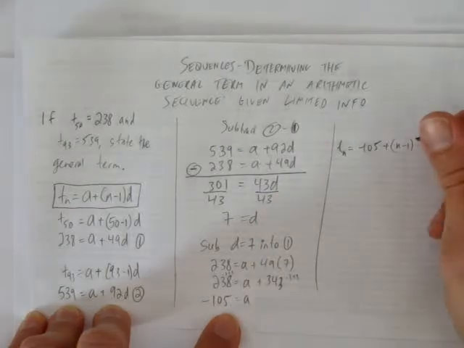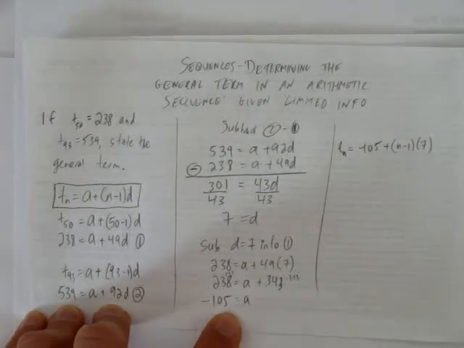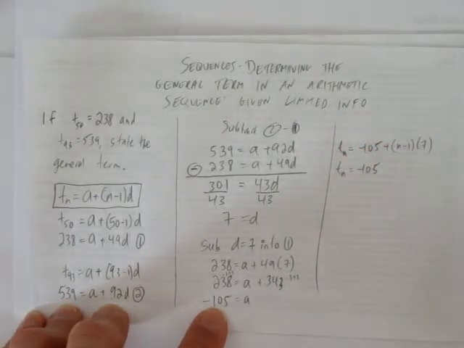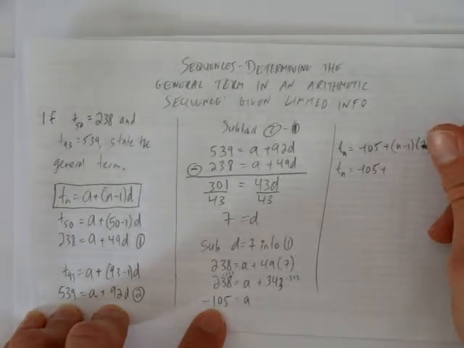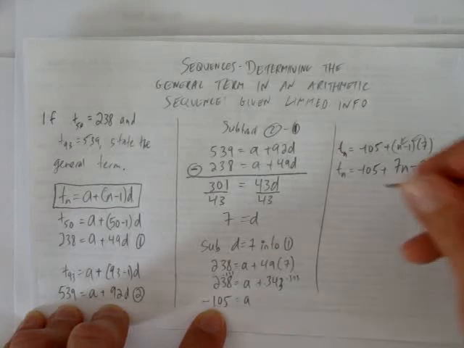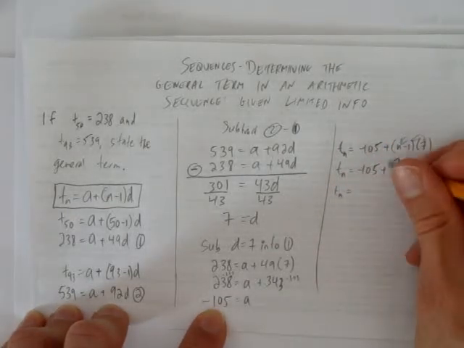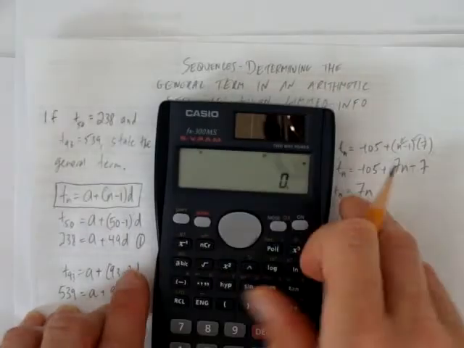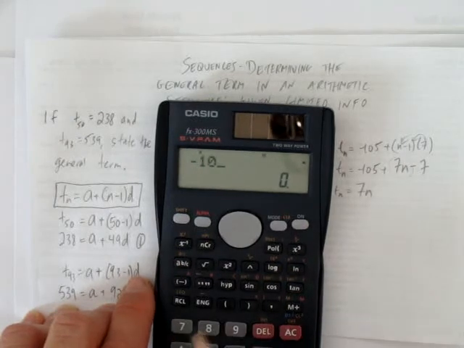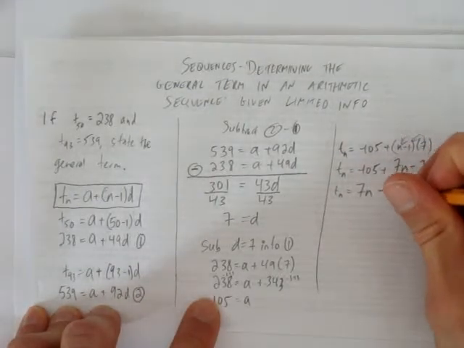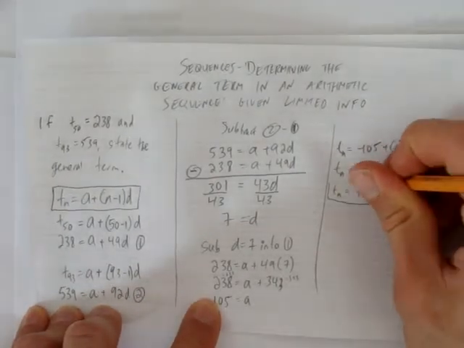But now I know d. d equals 7. Some people will say you can leave the formula like this. I prefer to expand and simplify. I can get this term down a bit by saying, well, this is n minus 1 times 7, so I distribute that 7. 7 times n, 7n, 7 times negative 1, negative 7. So Tn equals, and I'll put the n stuff first, 7n, and then minus 105, minus 7. Don't necessarily need a calculator. Minus 105, minus 7, just to show you how to do it, is minus 112. And that's your general term formula.